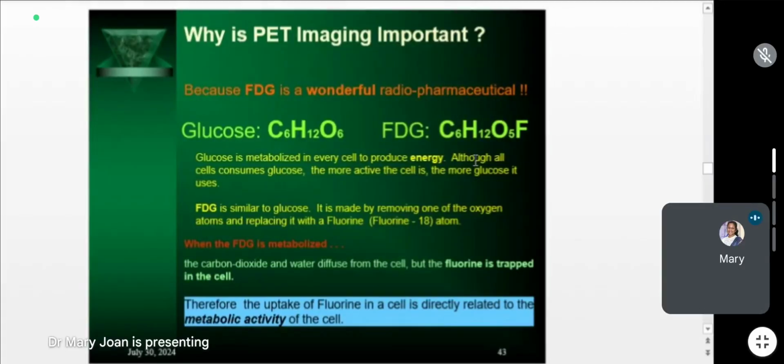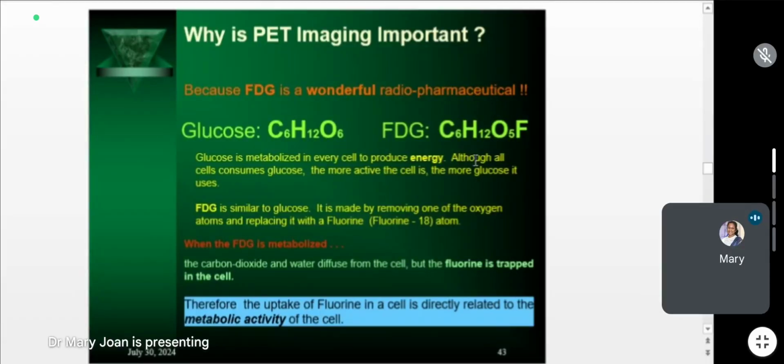Glucose is metabolized in every cell to produce energy. Although all cells consume glucose, the more active the cell is, the more glucose it uses. And the body does not differentiate between glucose and FDG. So we can make use of this to get functional information about the metabolic rate inside each of the cells. It is similar to glucose, as we have seen. It is made by removing one of the oxygen atoms and replacing it with a fluorine.